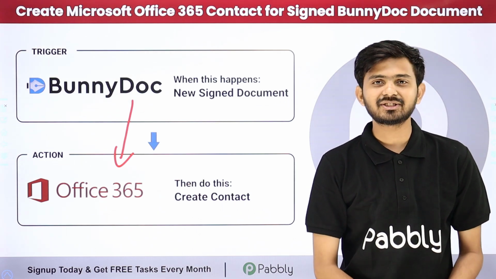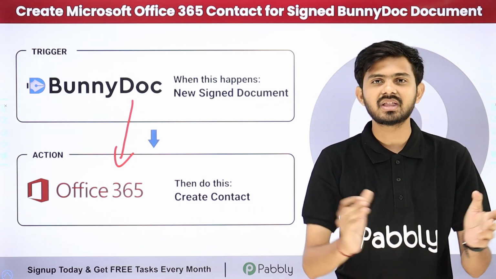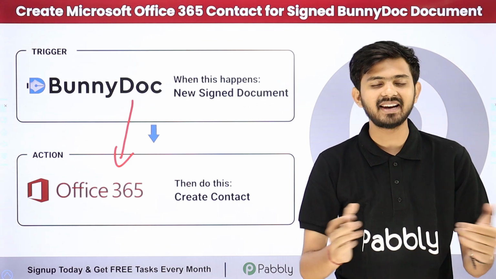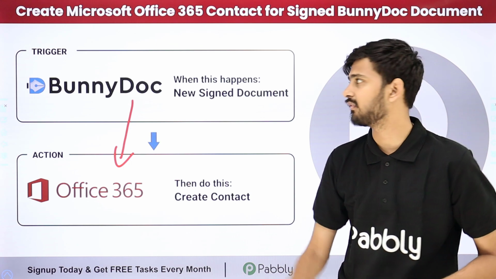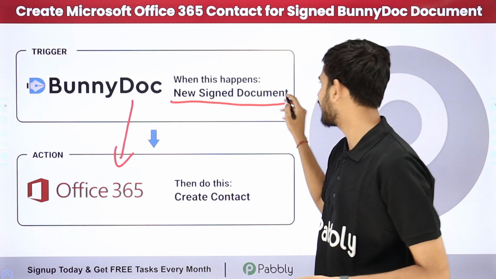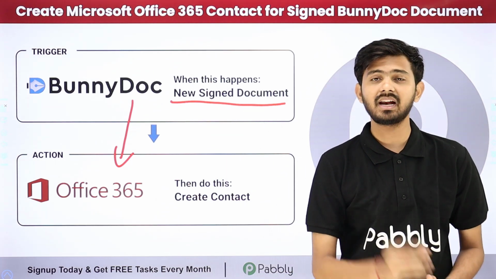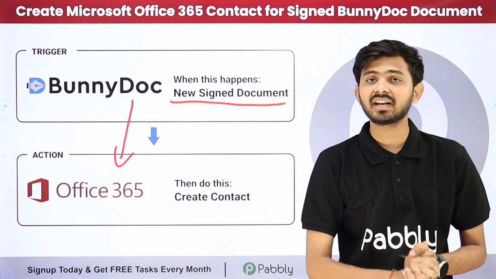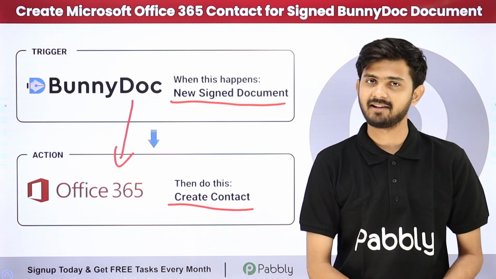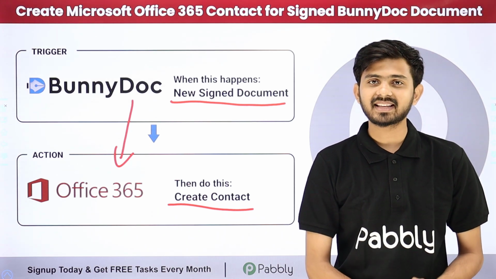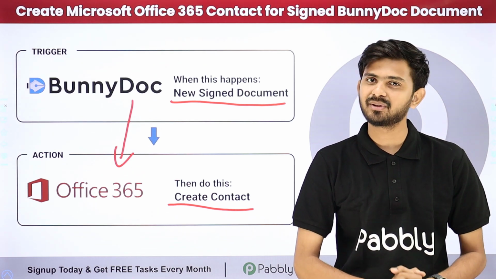For building this connection, I'm going to use Pabbly Connect, which is an amazing software for automation and integration. With Pabbly Connect, whenever I receive a new signed document of agreement or any contract from my client, I'm automatically going to use those details to create a new contact in Microsoft Office 365. So how am I going to build this connection? For that, let me take you to my computer screen.